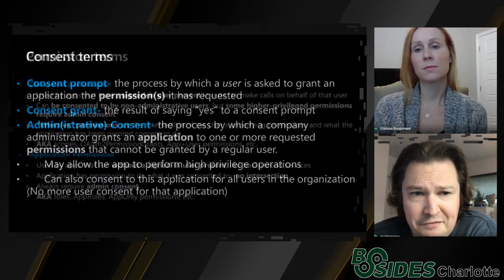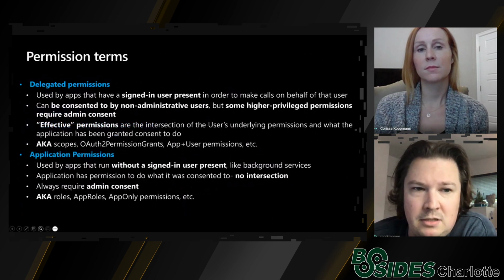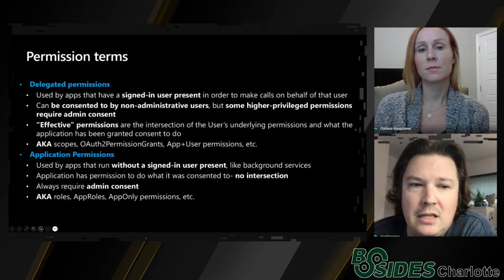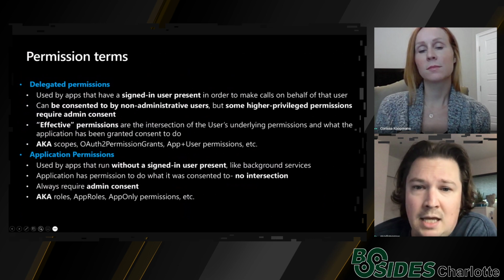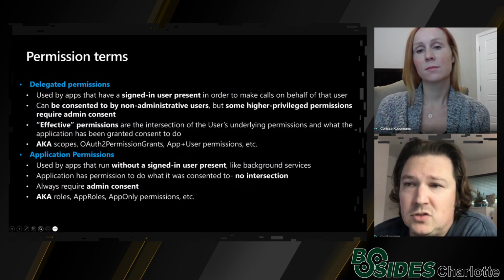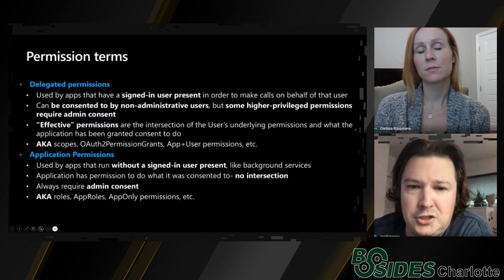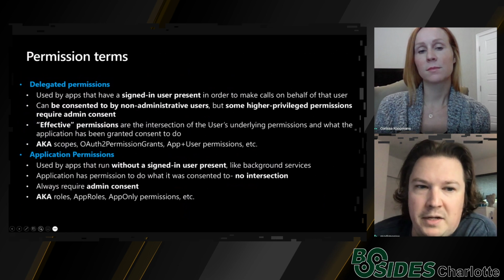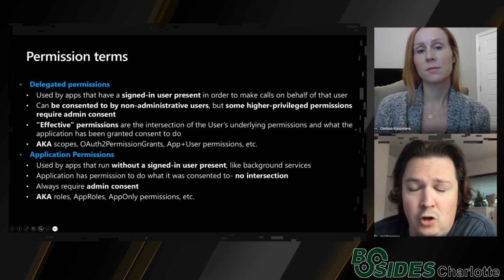So there's different types of permissions for applications that we're consenting to. The two types here are delegated permissions and application permissions. Delegated permissions is what we want most of our applications to be using. This requires the user to be signed in and present for that application to make those calls on behalf of that user. These are the types of permissions that I just talked about that an end user can consent to, as well as if an admin consents to it because it has higher privileges, or we're going to consent to it for all users in the organization.